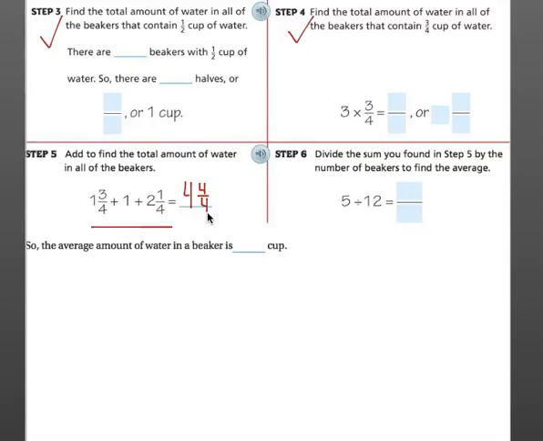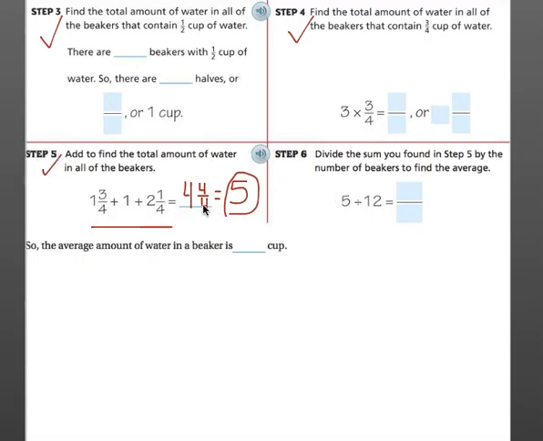So I have 4/4, but I know that my 4 over 4 equals 1. So this is like saying 4 wholes plus 1, which equals 5. So I have 5 cups of water total in my whole experiment.